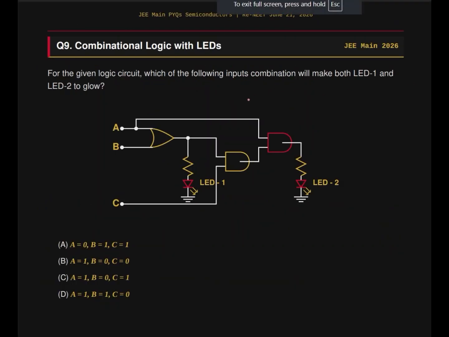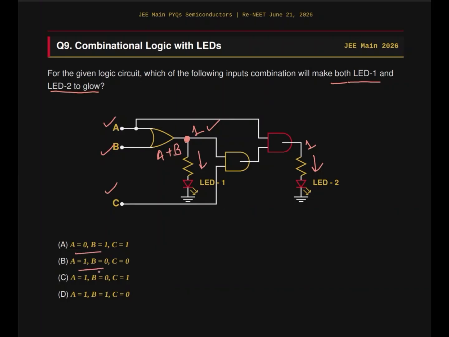Next we have this guy. We need the conditions for both LED1 and LED2 to glow, for A, B and C. What should be here? A 1 should come here, and here also a 1 should come, okay? For them to glow, right? So what we have in this node? This node. We have A plus B, right? A plus B. So A plus B should be 1.